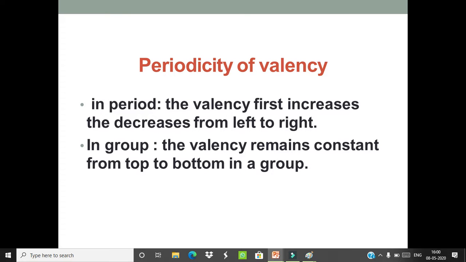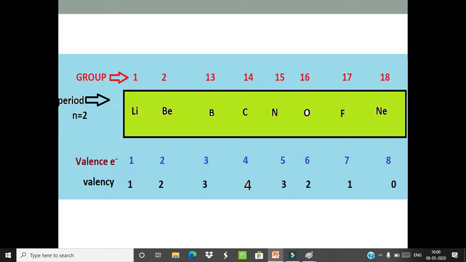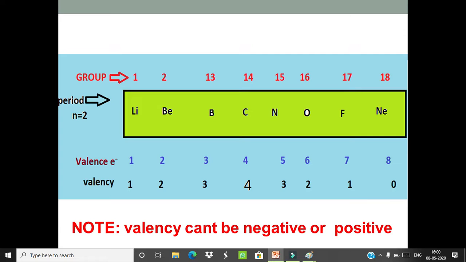So the periodic trend of valency is that inside a period, the valency first increases then decreases from left to right, while inside a group the valency remains constant from top to bottom. That means the valency of the first element is the valency of the remaining members of that group. Okay, so this is all about valency.